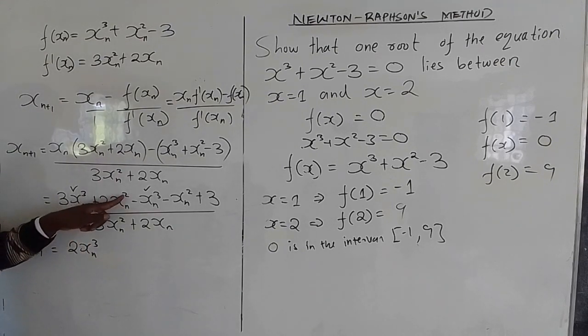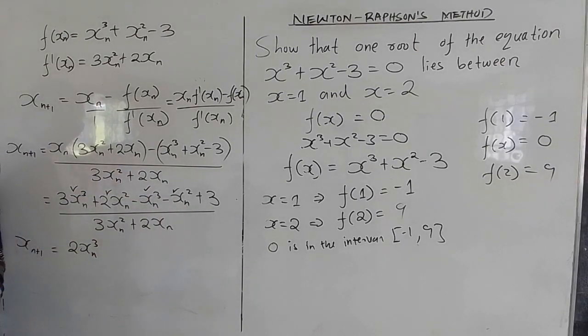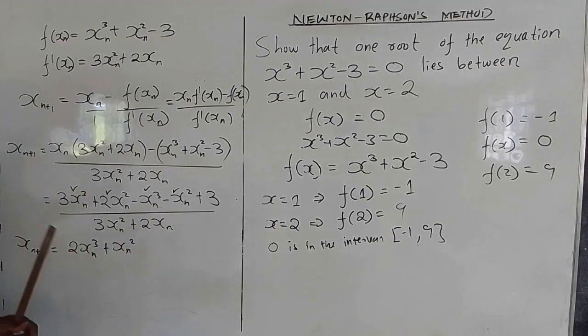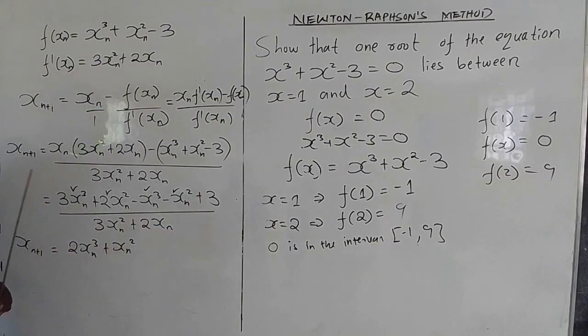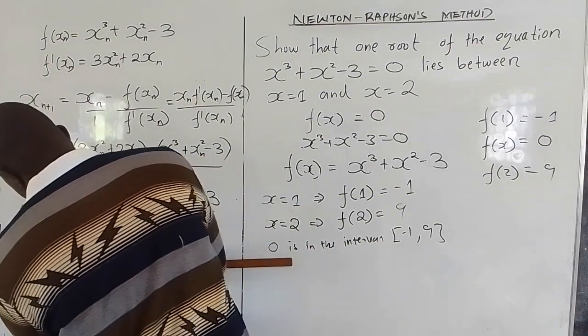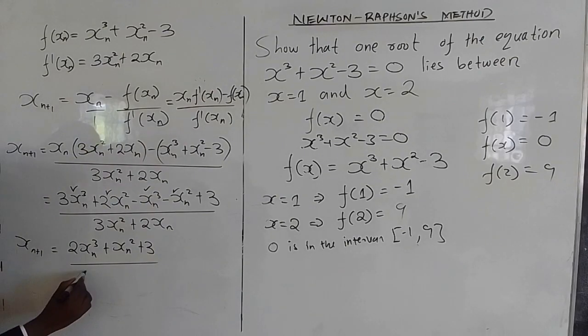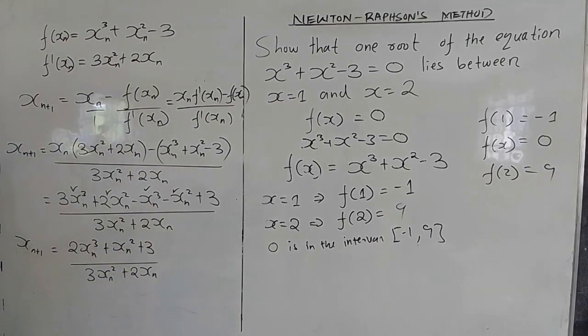Then you go here, we have xn squared, this one is also xn squared. So you check, this is positive 2, this is negative 1, isn't it? So positive 2 and negative 1, what do you get? Positive 1, isn't it? Yes. So you have positive 1 xn squared, but 1 is also silent, isn't it? Then the last one, only positive 3 is left, isn't it? Then it is plus 3. Then it is over 3 xn squared plus 2xn.